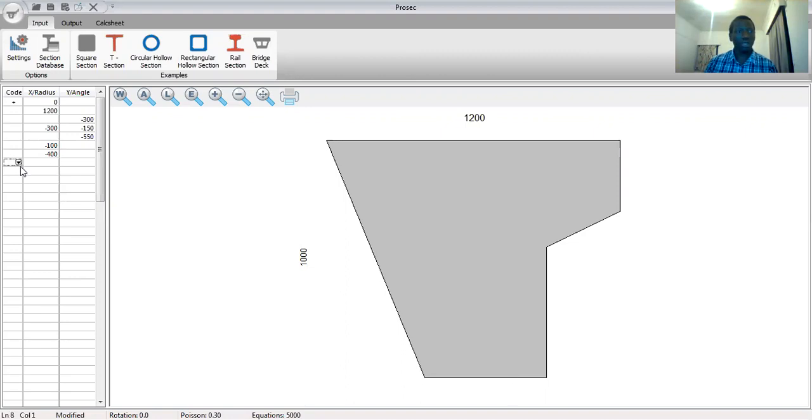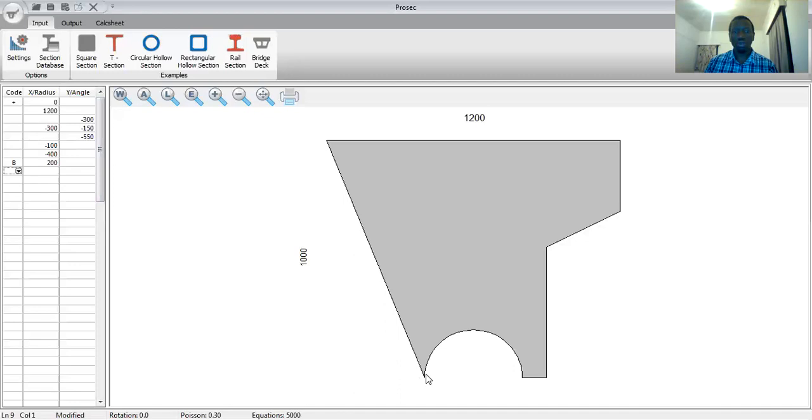Then next I go and specify B for bulge, and then specify the radius. Now when I change this code, I'm not referring to the X dimension, I'm referring to the radius. Okay, so the bulge radius is 200. So that's how you do the bulge. Simple.